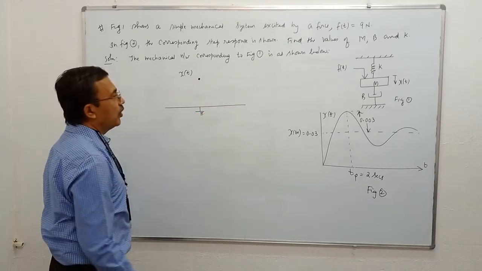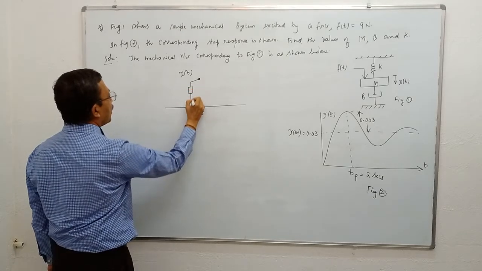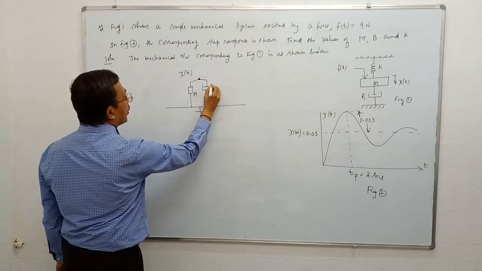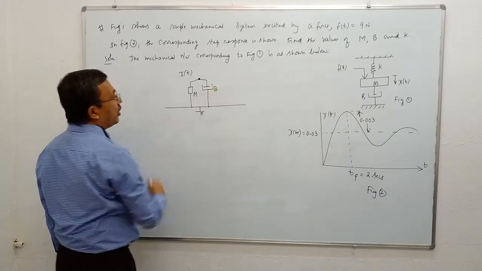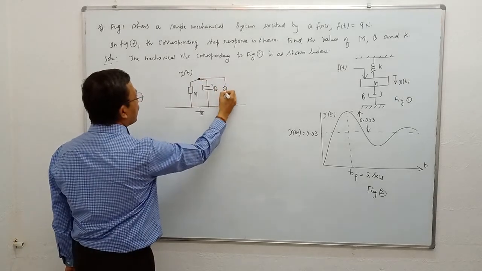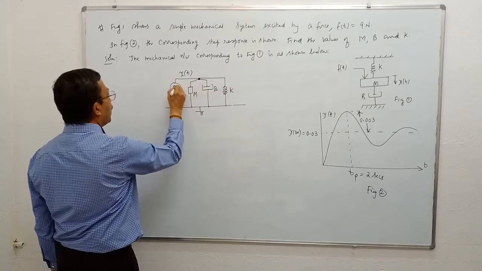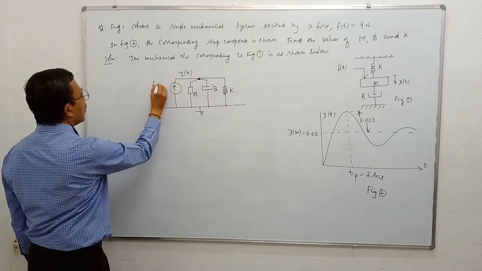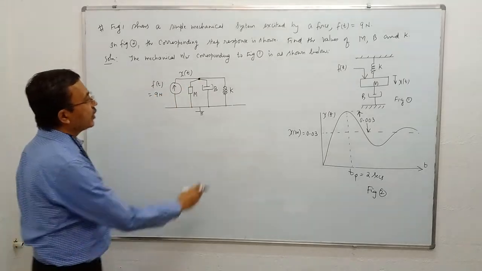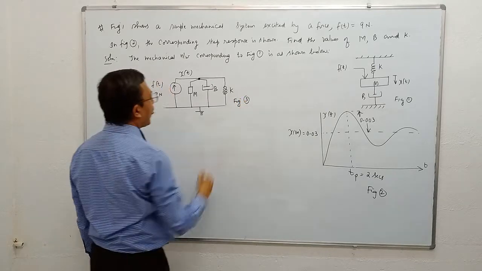We have only one displacement. Mass M is connected between x of t and ground. Damper having coefficient B is connected between x of t and ground. Spring having stiffness K is connected between x of t and ground. Force F of t equal to 9 newtons is given to node x of t. This I call figure number 3.